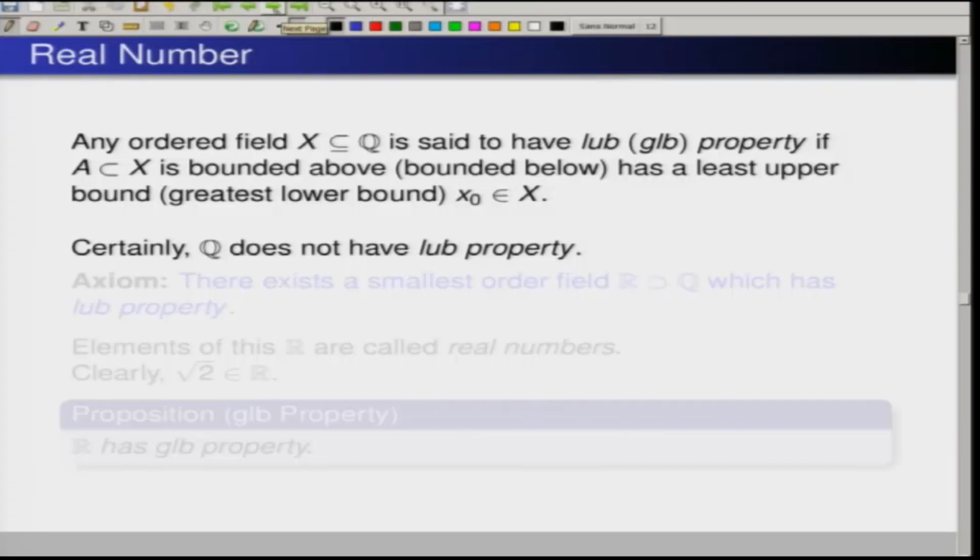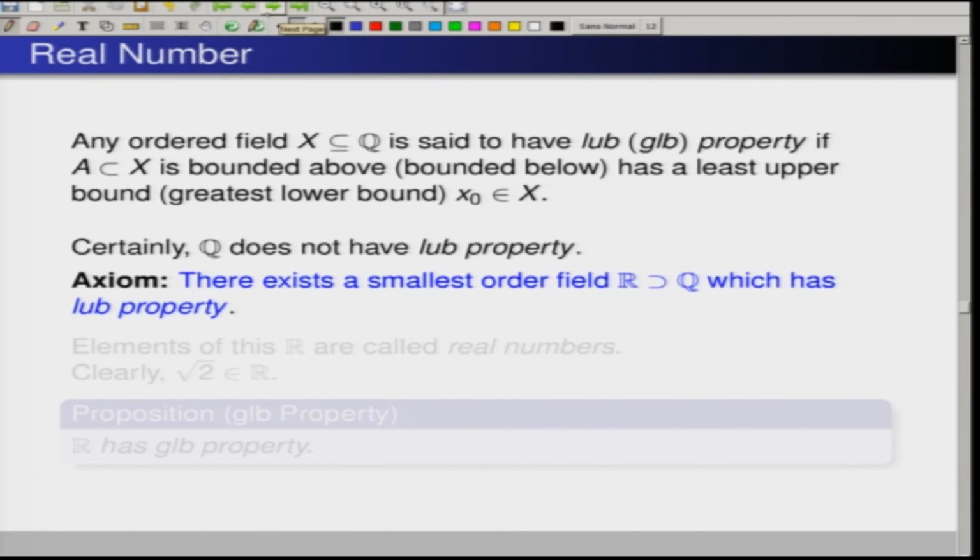Now, this is the difficult part which we are not going to prove, but one can show it, and we are taking it as an axiom, that there exists a smallest ordered field, which we denote by R, which contains Q and which has the least upper bound property. So, this is what we are saying a real number is. This is a set which is an ordered field which contains the rationals, and it also has the least upper bound property.